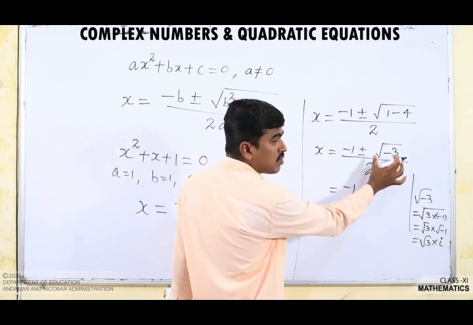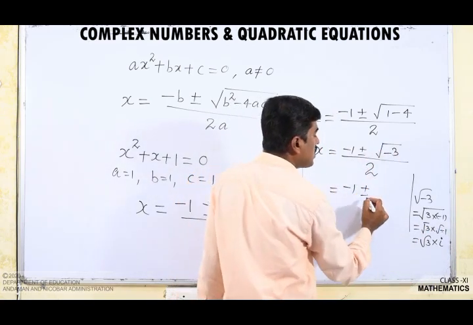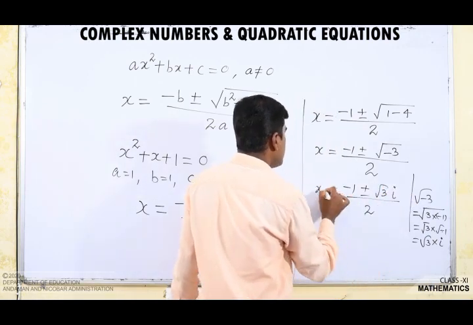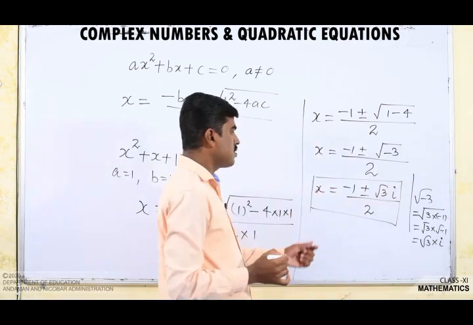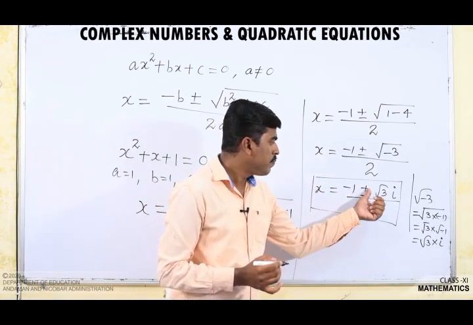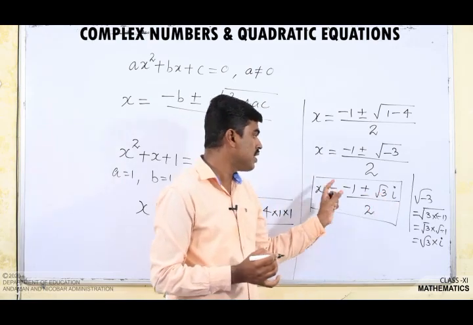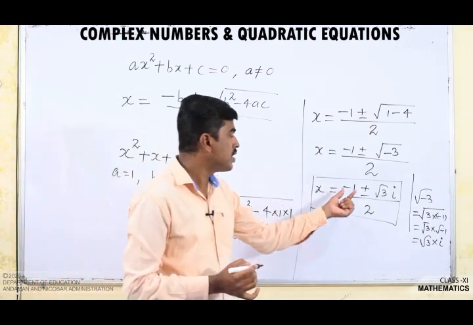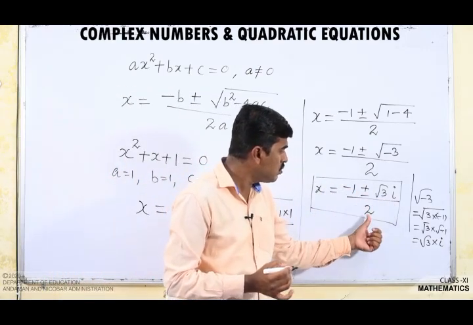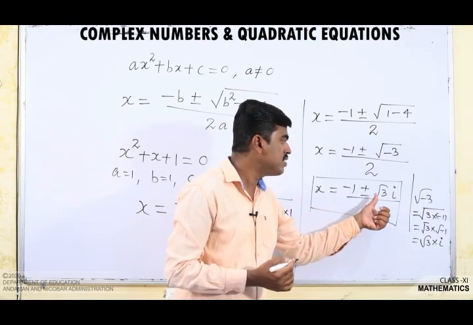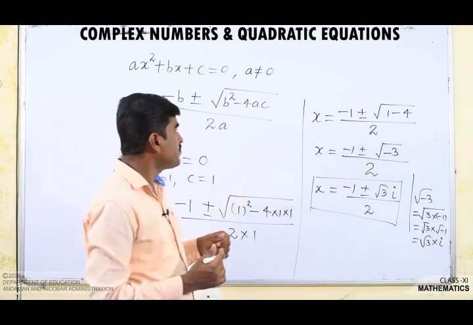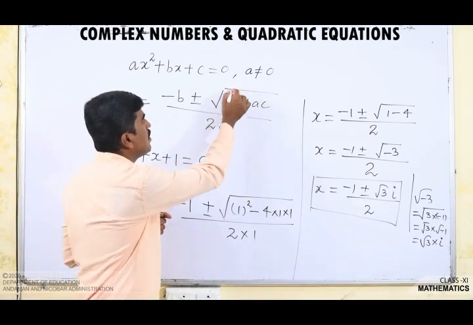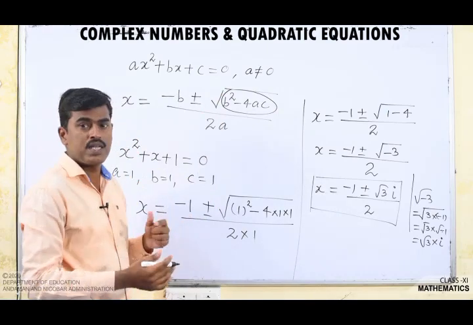So the square root of minus 3 can be written as root 3i, divided by 2. So here is the value of x, that is x is equal to minus 1 plus or minus root 3i by 2. So there are two roots of this equation. Every quadratic equation has two roots. So here it is minus 1 plus root 3i by 2, and the other root is minus 1 minus root 3i by 2. So in this way you have to solve a quadratic equation when the discriminant, b square minus 4ac, is less than 0.